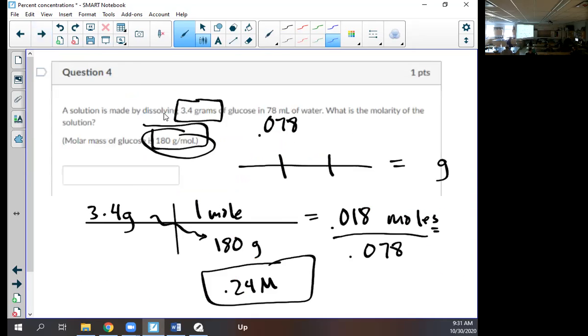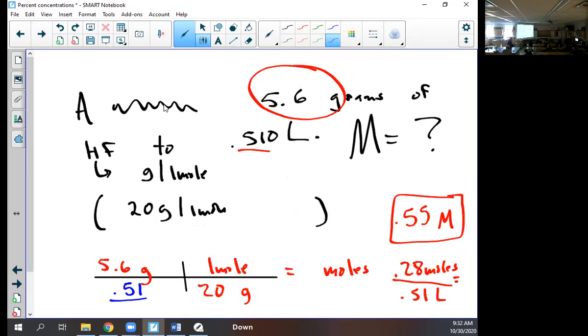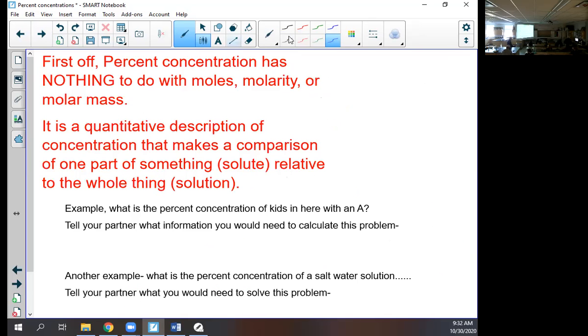If you look way back at the plan for today, it said percent concentration problems. In our notes, you may remember we had 3 quantitative ways to describe concentration. They were molarity, which we've spent 2 class days on. And the next one was percent concentration, which we'll do a lot of on Monday, but just kind of your introduction to percent concentrations.